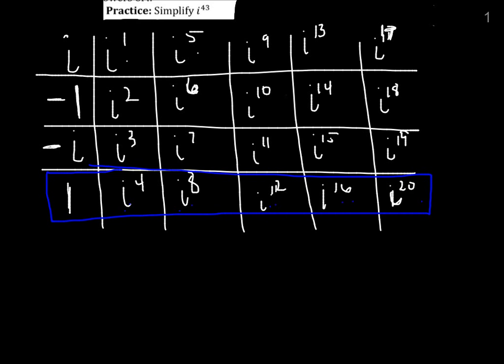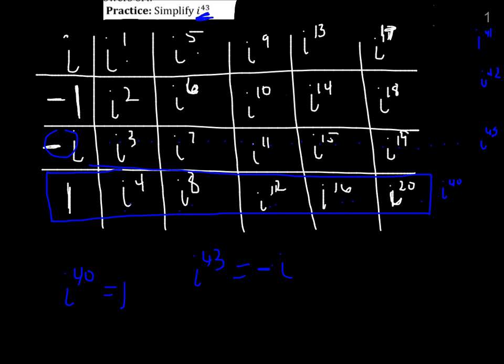So we think about this as i to the power of 40, since that's a multiple of 4, would be 1. So then i to the power of 40 would fit into this pattern here. If we went to the next row, it would be i to the power of 41, i to the power of 42, and i to the power of 43 fits with this row, which makes it negative i. So in this case, i to the power of 43 equals negative i.